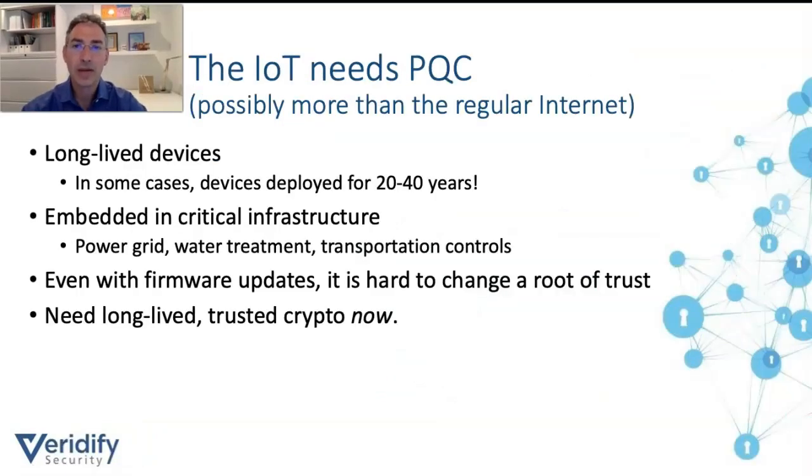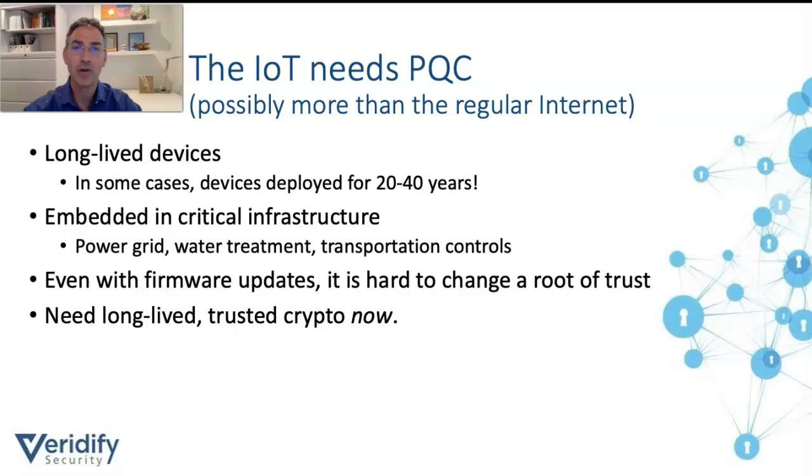I want to start out by saying the Internet of Things needs post-quantum cryptography. It needs it badly, and it probably needs it more than the regular Internet at large. And here's why. The number one reason is that the Internet of Things is made of very long-lived devices. I'm not talking just a few years or maybe even a decade. In some cases, these devices are out in the field, deployed, and running for 20 to 40 years.